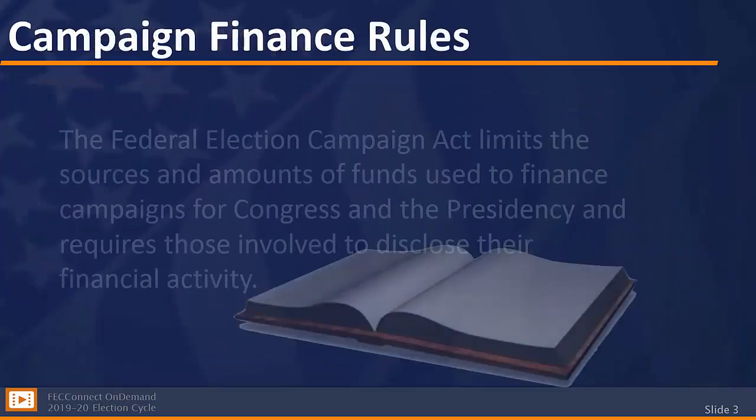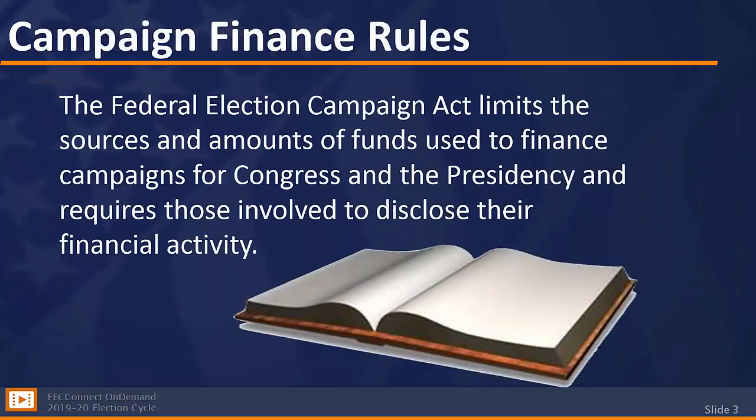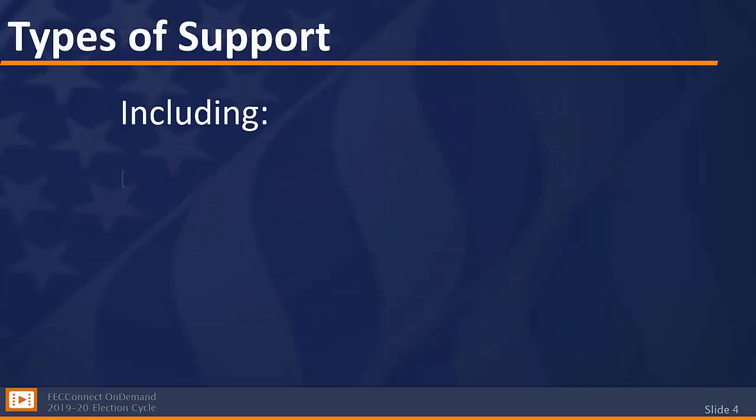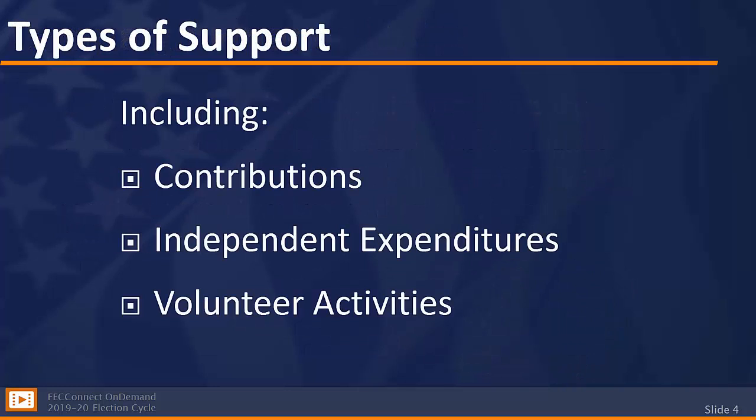Certain activities, however, are subject to the federal campaign finance law. For example, the law limits the amount you can contribute and prohibits certain people and organizations from making contributions. The law also requires public disclosure of certain campaign finance information. While there are many ways you may support candidates for federal office, three of the most common are listed here: contributions, independent expenditures, and volunteer activity.